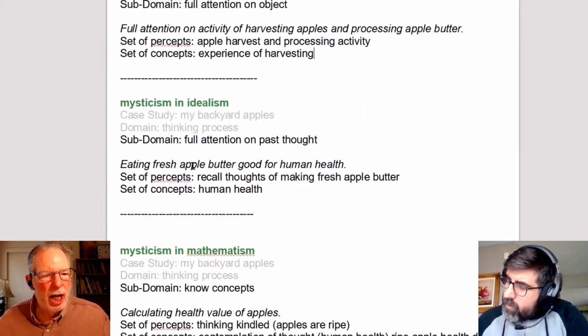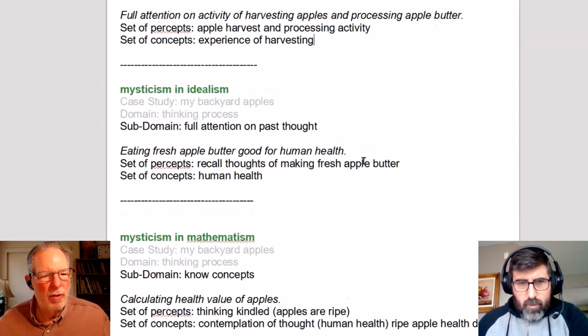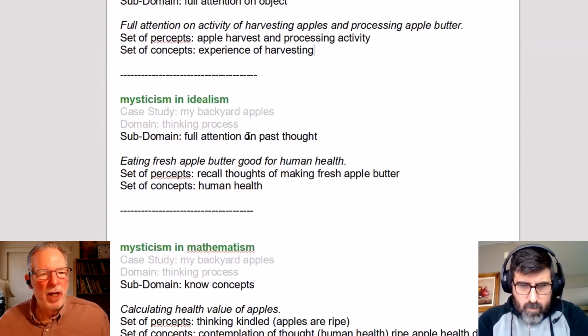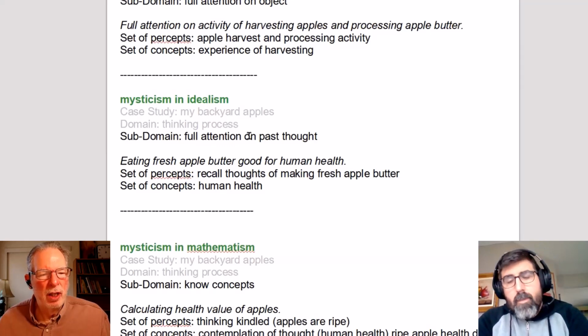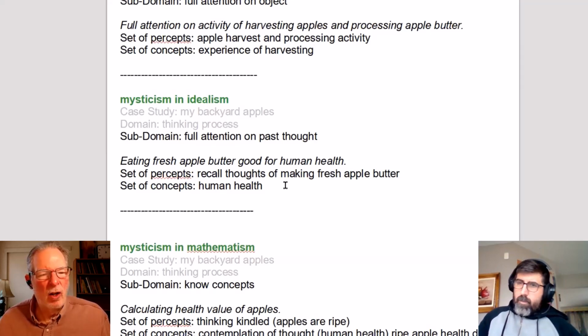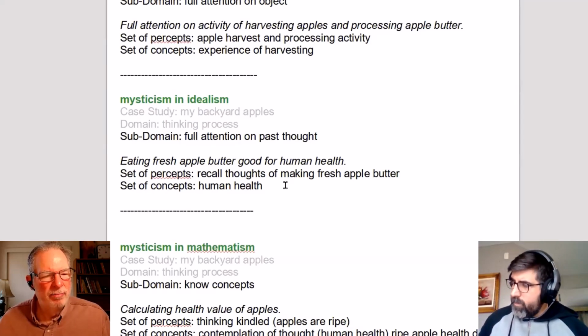And now mysticism and idealism is where full attention is on past thought. He's eating the fresh apple butter and decides it's good for human health. The past thought is the activity of producing the apple butter, and he did it in a healthy manner. So he sees that by eating this, it's good for his health. That's the idealism, in that he's progressing his health, advancing his health.